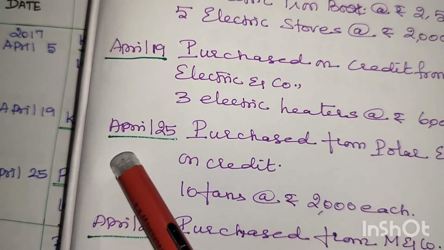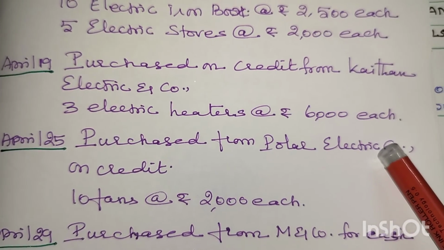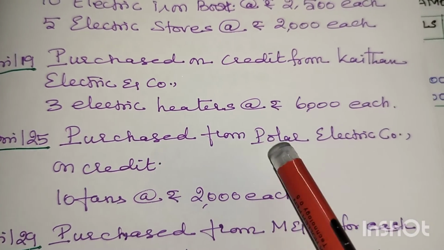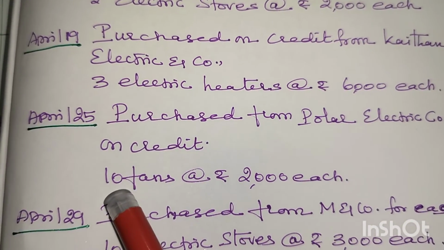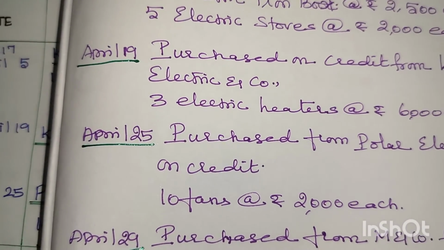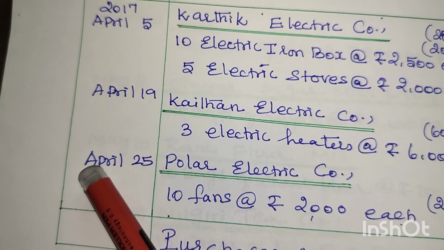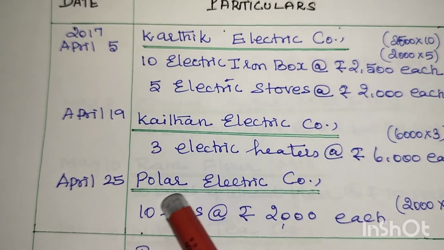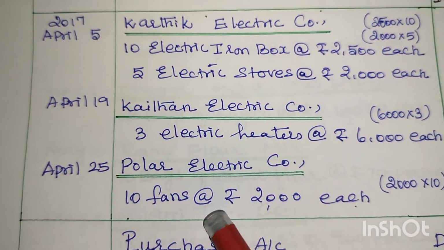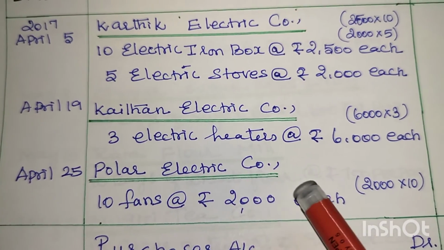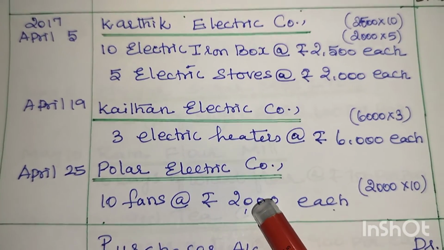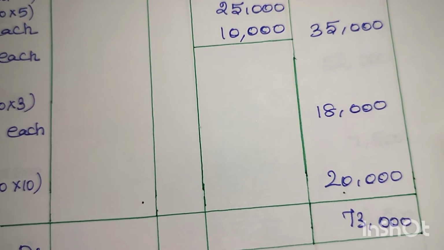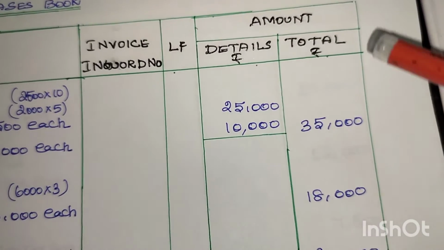The next transaction is April 25, purchased from Polar Electric and Co. on credit. So this is a credit transaction. We made credit purchases with Polar Electric and Co: 10 fans at rupees 2,000 each. In the date column we enter the date of the credit purchase, April 25. In the particulars column we write the supplier name, Polar Electric and Co. We purchased 10 fans at rupees 2,000 each. So the rate per fan is 2,000. For 10 fans we multiply 2,000 into 10 and we will get 20,000 rupees. So we directly enter 20,000 rupees in the total column.